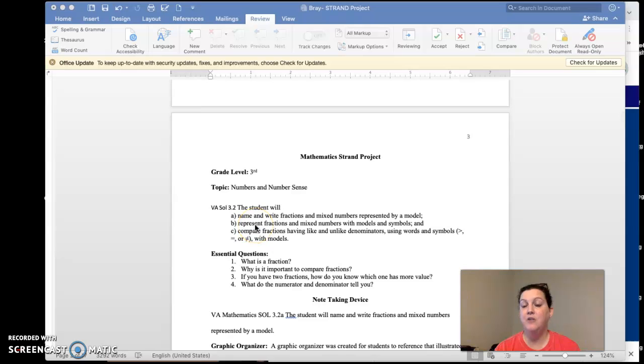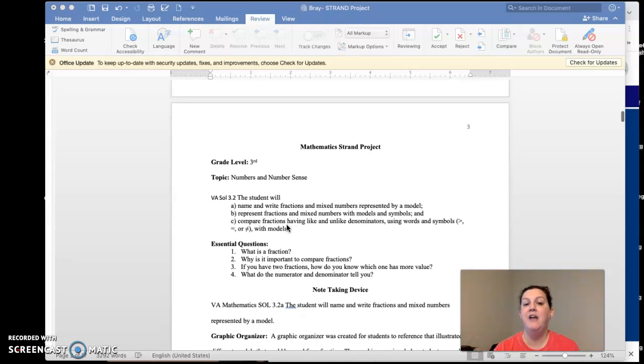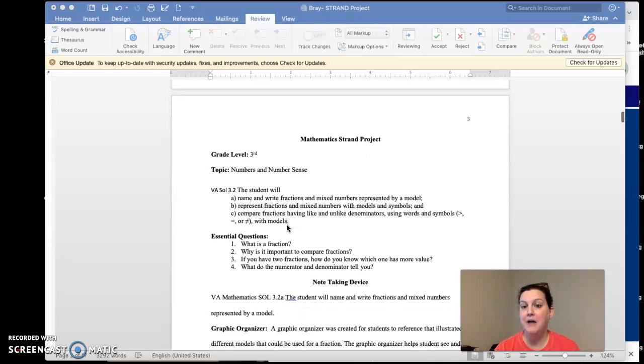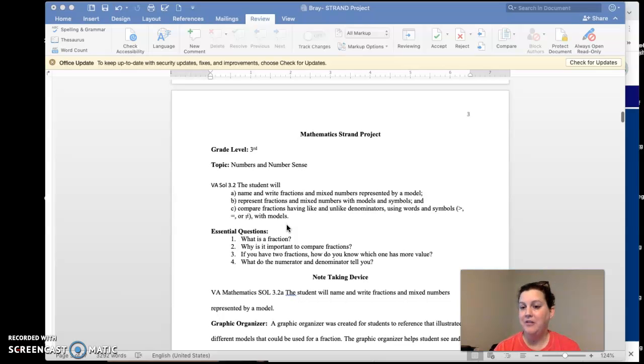Then they will have to move on to representing the fraction themselves. So they will be given the verbal name of it or written form of it, and they'll have to create the model of that fraction. And lastly, the hardest part of the standard is the comparing of the fractions with like and unlike denominators. They will be given models to be able to look at and compare which one has a greater value or a lesser value. And they will use the traditional comparison symbols and equal signs to show that comparison.